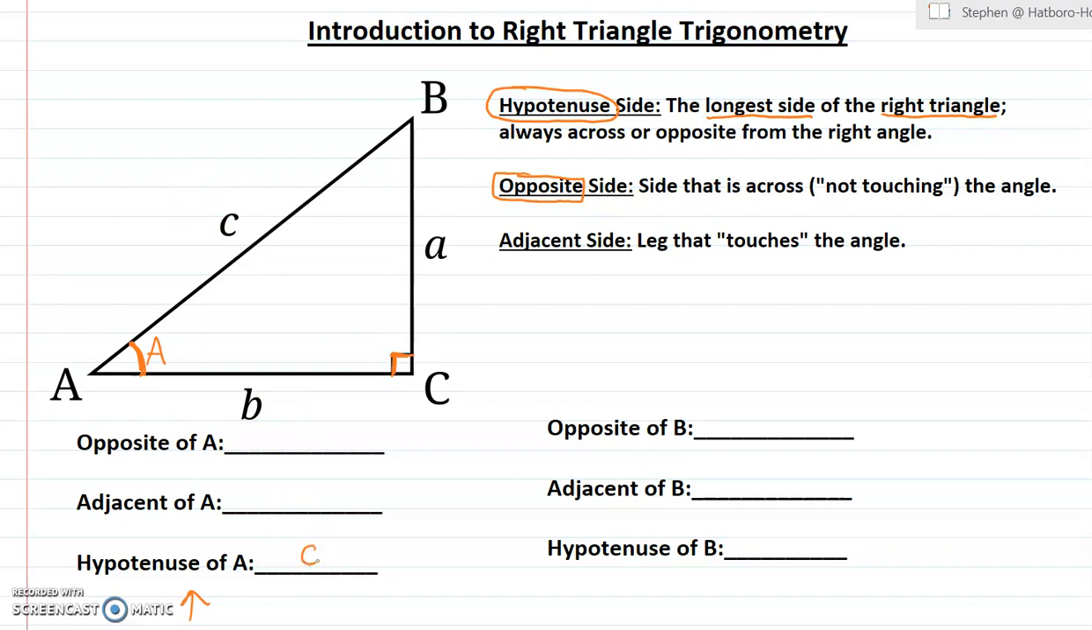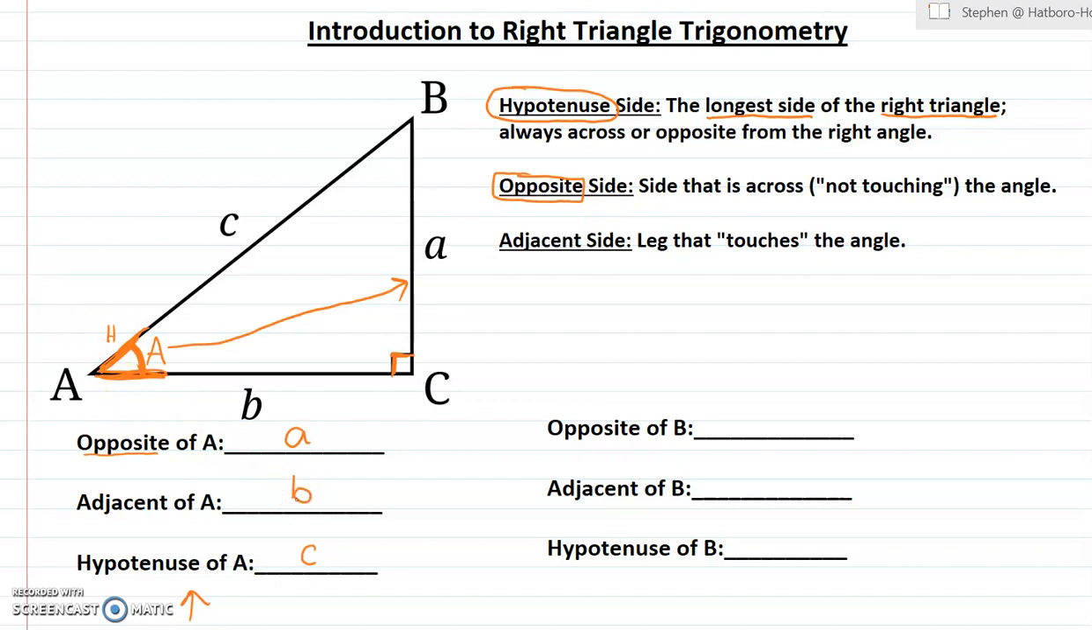Now, in determining what the opposite of A is going to be, I need to look at my other two legs, A and B, and decide which one is not touching or is across from the A. Well, going across from the A to the side it doesn't touch, we're going to look here at lowercase a. So that's going to be my opposite side. Lastly, my adjacent side here is going to be the leg that touches the angle. Well, two sides are touching angle A here. That is side length C and side length B. C we know is the hypotenuse, so therefore B has to be our adjacent.